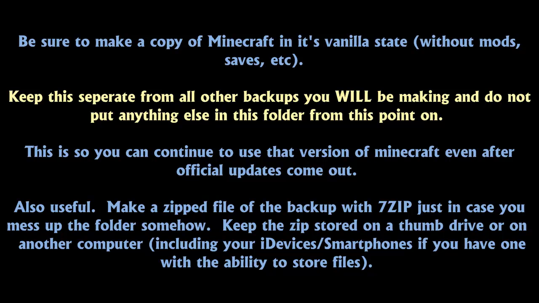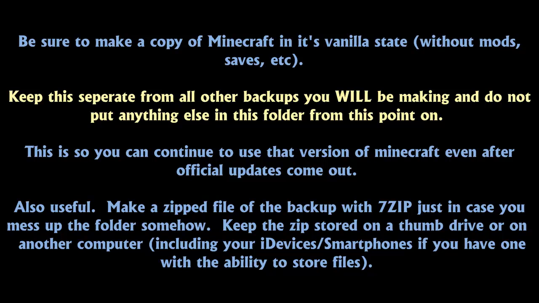Before we move into part 2, here are some good tips on backing up. Be sure to make a copy of Minecraft in its vanilla state. That means without mods, saves, etc. Just Minecraft in its normal state. You can do this by just getting a new Minecraft download. Keep this separate from all other backups you'll be making, and do not put anything else in this folder from this point on. This is done so you can continue to use that version of Minecraft even after official updates come out.